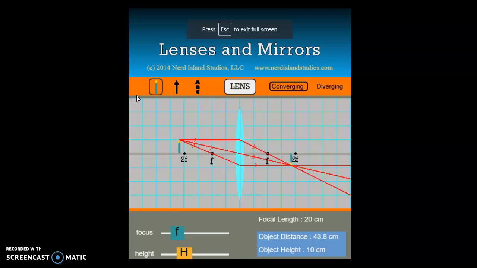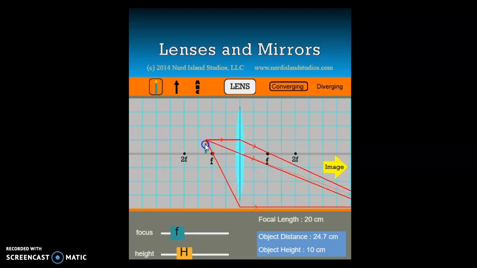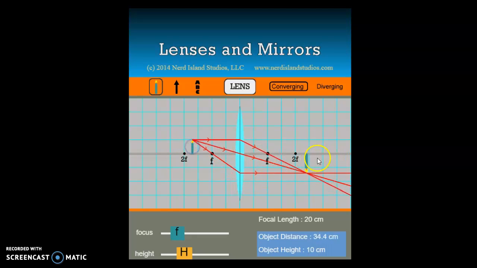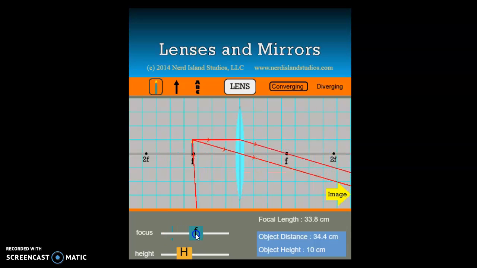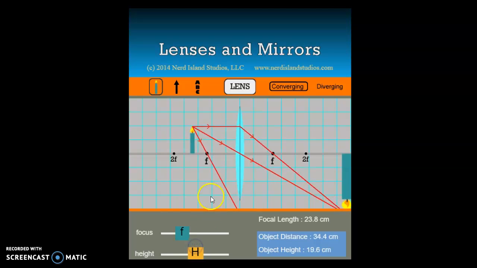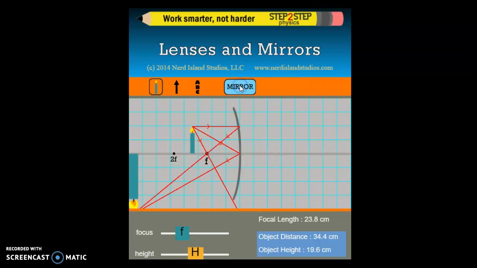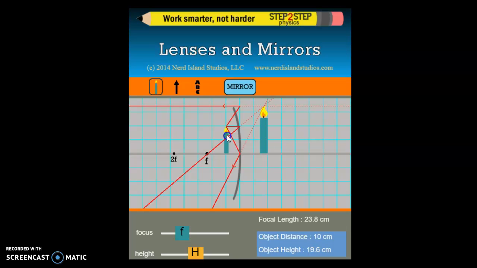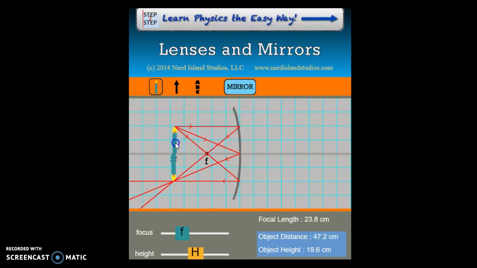So go down here, I'm going to make the screen larger. And I can move my object around. And I have my image. I can change my focal points. I can change the height of my objects. And I can change the type of lens. So if I have a mirror or lens. So if I go with my mirror here, I can move my object around. And I can see how it changes things. If I get within the focal point, I have that virtual image on the other side here.